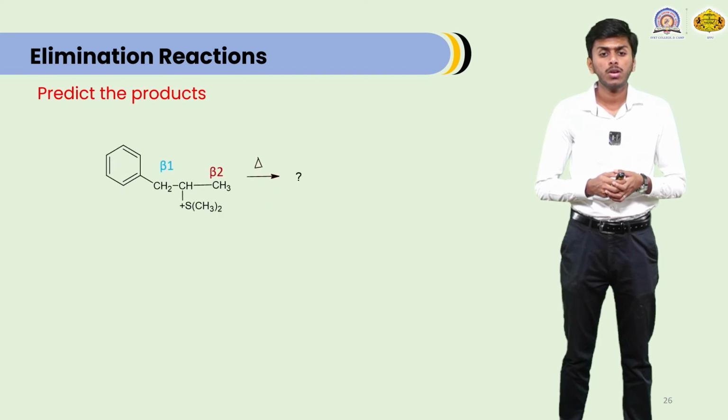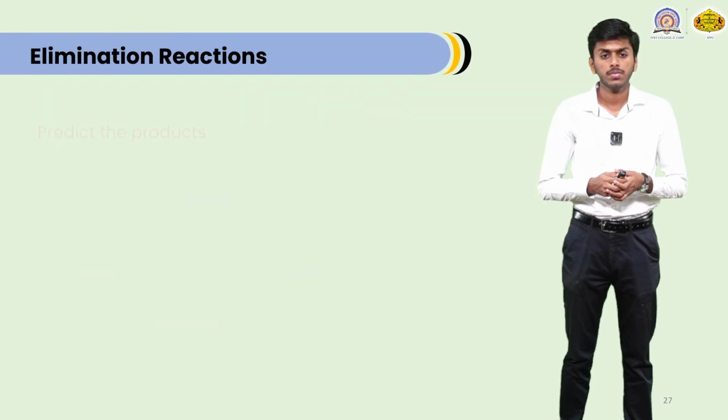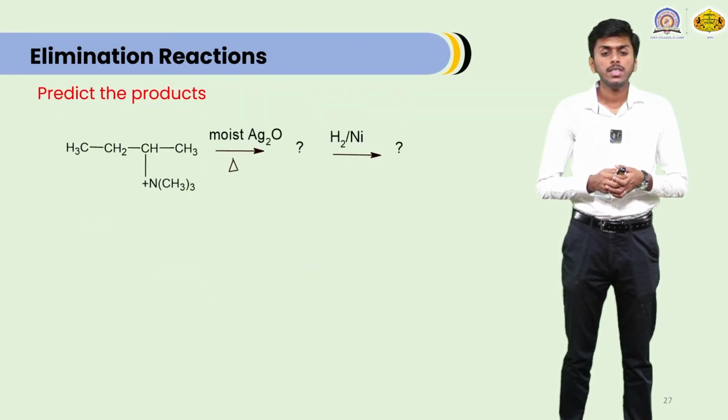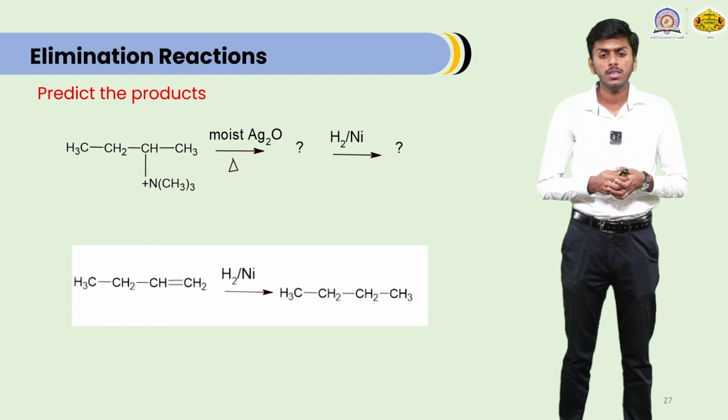Fourth example, predict the product. Here the substrate is heated, giving us a double bond as the product. The next is where the substrate is treated with the first reagent, moist silver oxide, and heated. The formed product is then treated with nickel metal in the presence of H2 gas. The H2 gas reduces the alkene to alkane. The two hydrogens get attached to the carbon-carbon double bond.